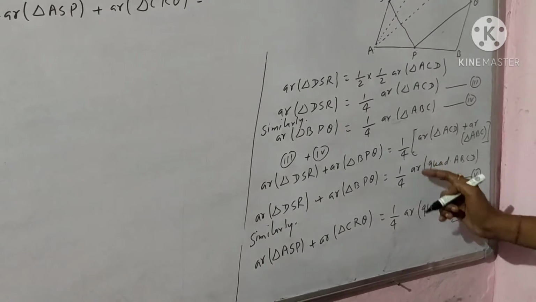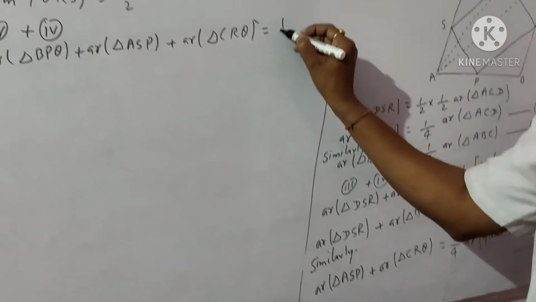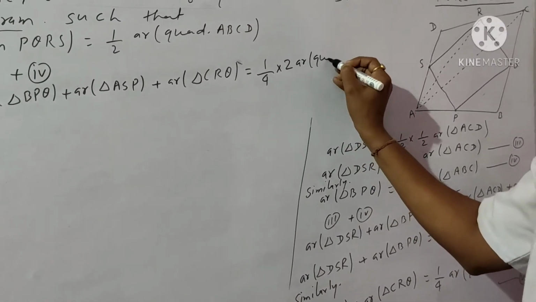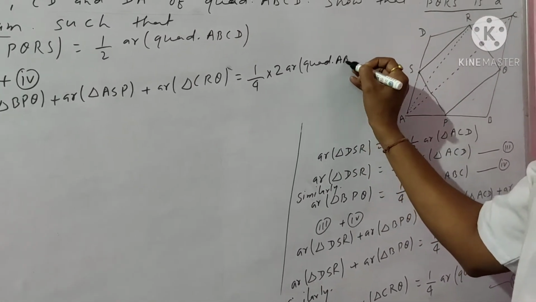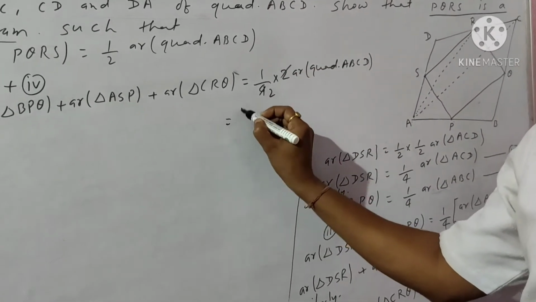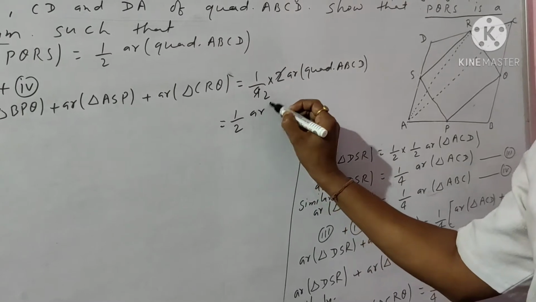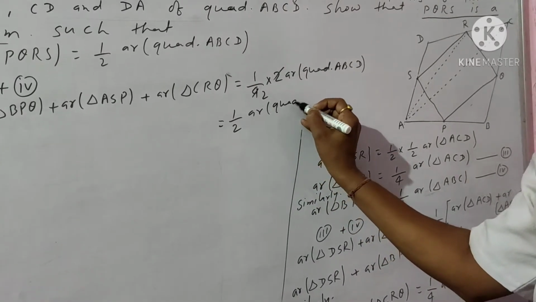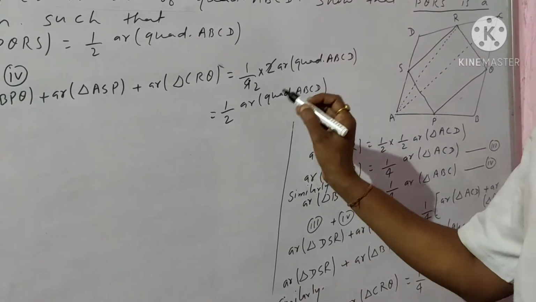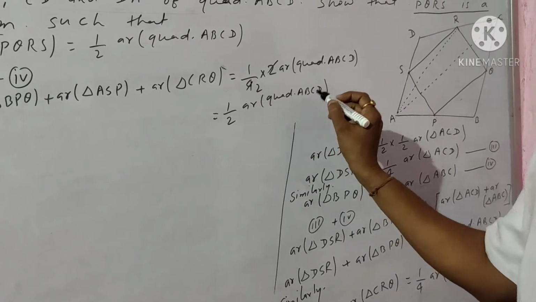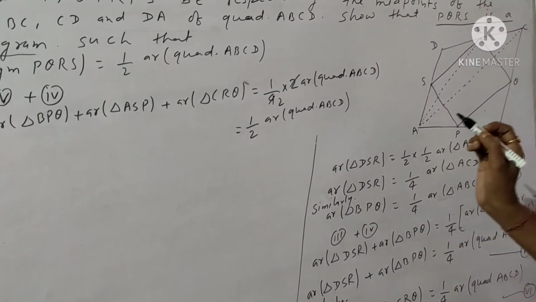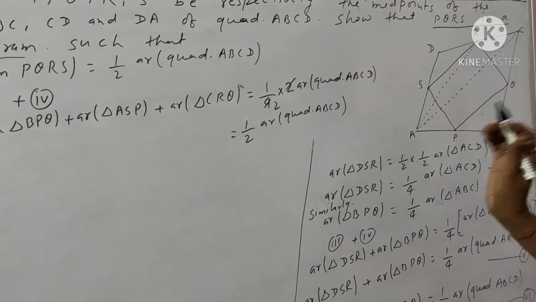That means we can say here 2 times area of quadrilateral ABCD. That means 1 by 4 into 2 times area of quadrilateral ABCD. So 2 and 2 are cancelled. So we can write here 1 by 2 area of quadrilateral ABCD.